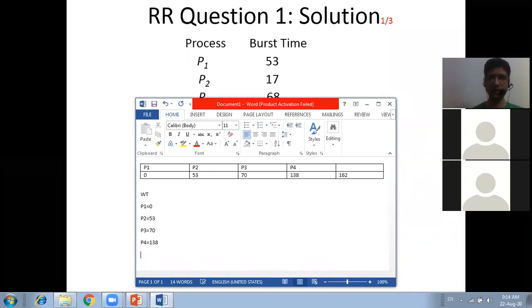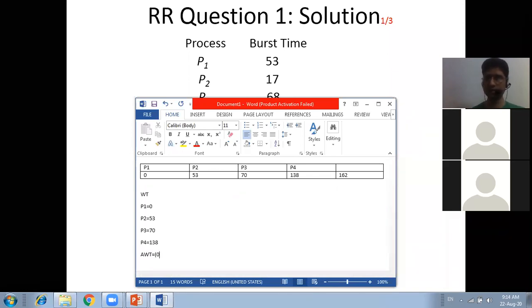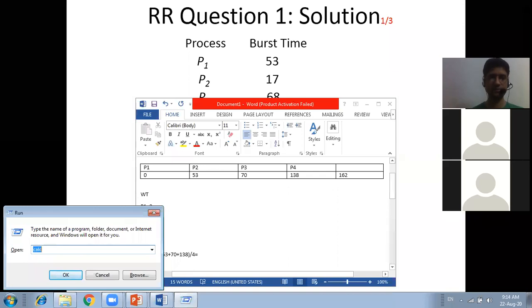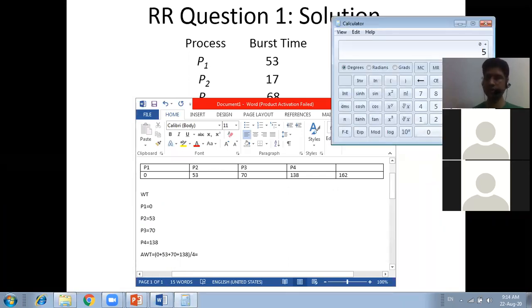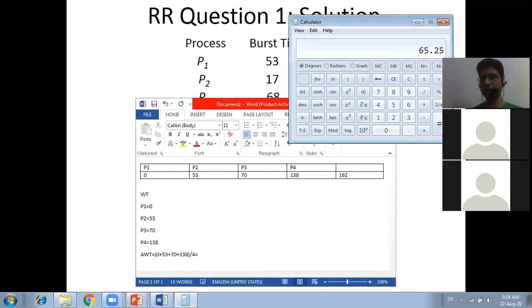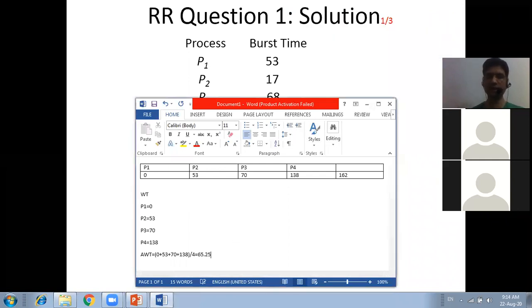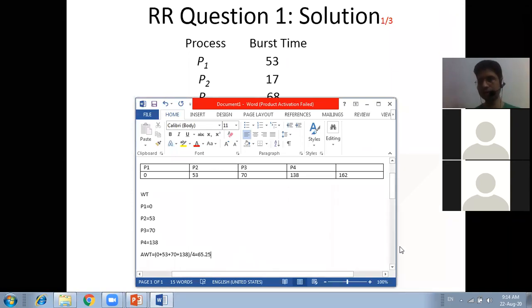Average waiting time will be 0 plus 53 plus 70 plus 138 and divide by 4. So let's see what is the answer. We are having 65.25. How you have calculated 69.25 and 60.25? The answer is 65.25. Okay, so those who are having the answer 60.25 or something else, please cross check your Gantt chart and the processing.